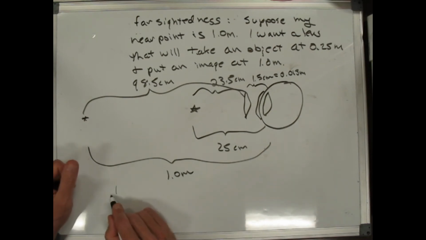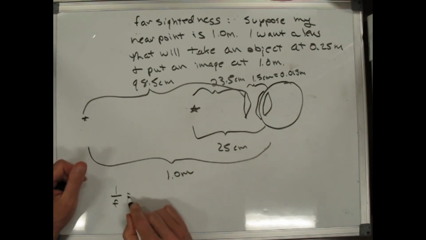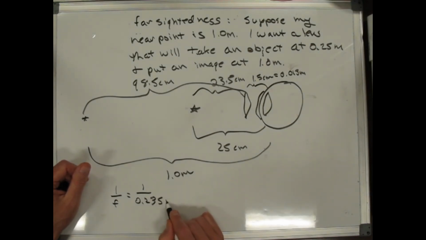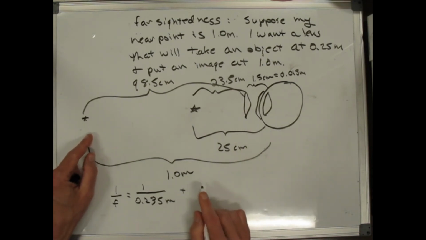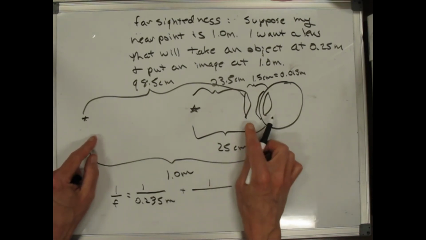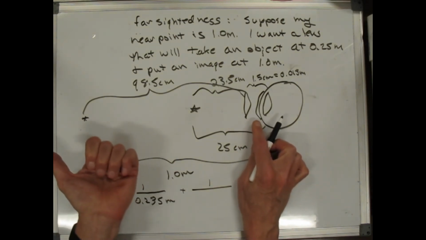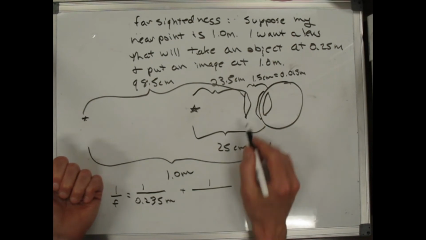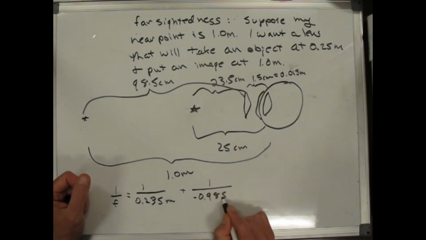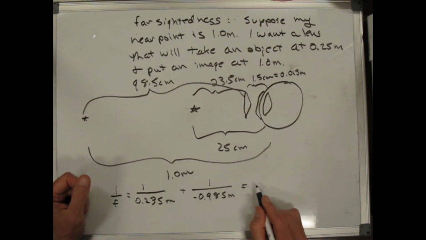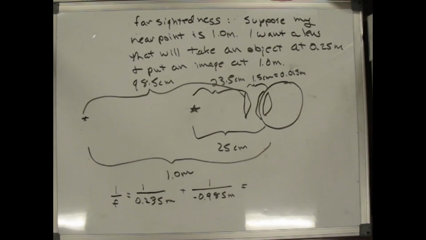And so once again, for the lens, 1 over the focal length is equal to 1 over the object distance, which is 1 over 0.235 meters, plus 1 over the image distance. This is on the opposite side of the outgoing ray. The ray goes this way, and so this is going to be a negative distance. This is going to have a negative image distance of minus 0.985 meters.